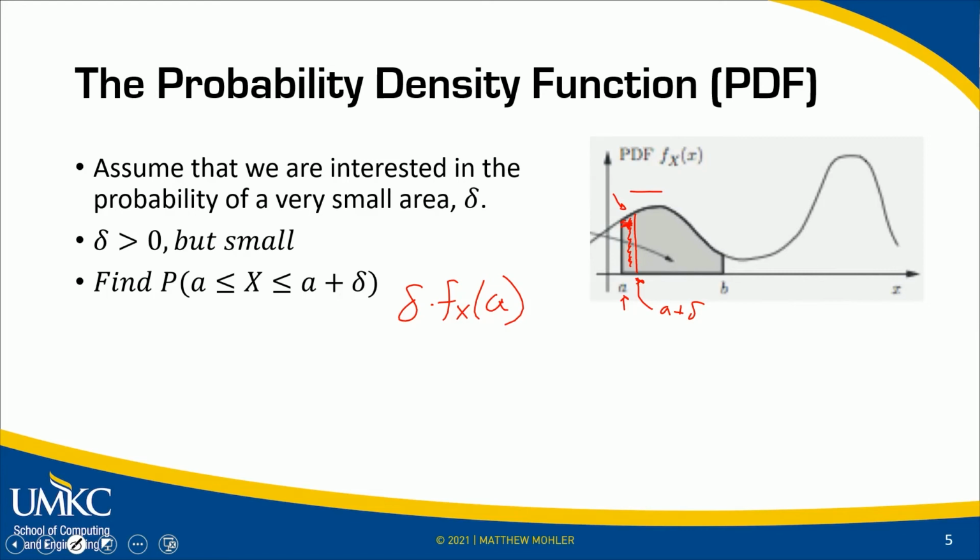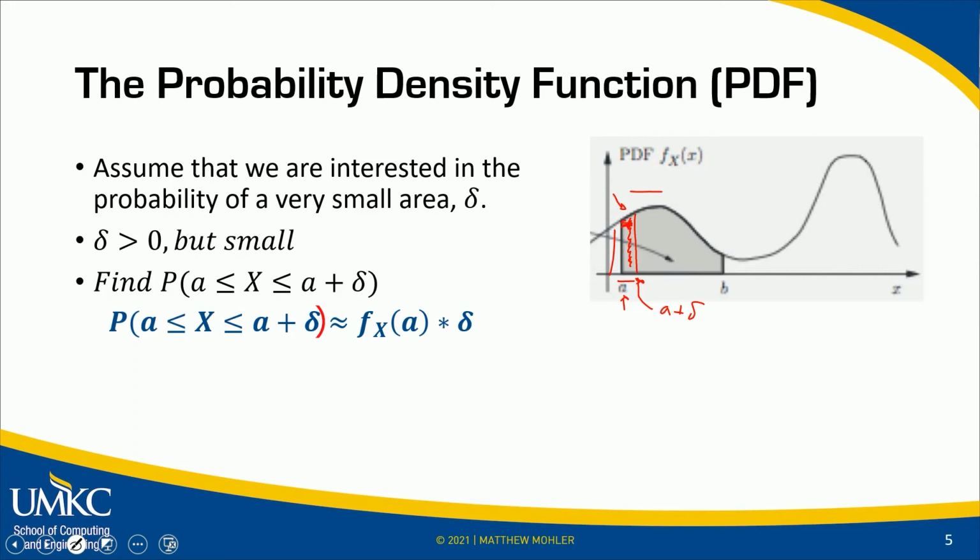So to put that in equation form, we can write that the probability of the random variable x being between A and A plus delta is approximately equal to the probability density function at A multiplied by delta. So again, this is just the height here multiplied by the width. So the definition of the area of a rectangle.